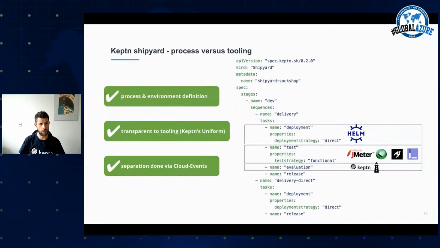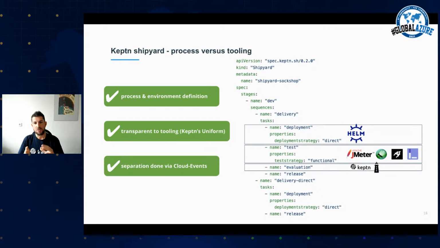production. So let's first take a look at the shipyard file, then I will show you how you can describe the quality gate with Keptn, and then we will also see a demo later on.